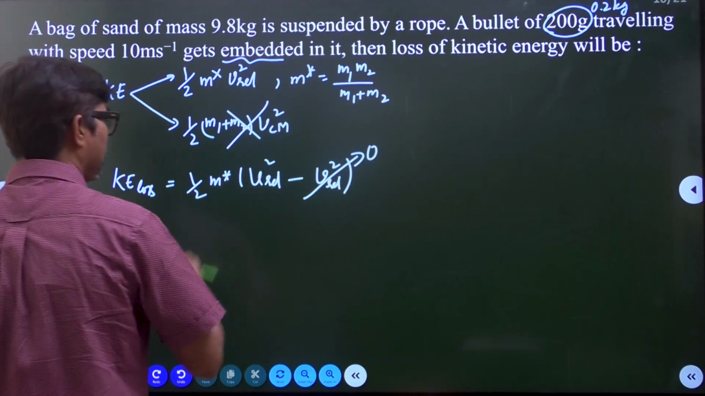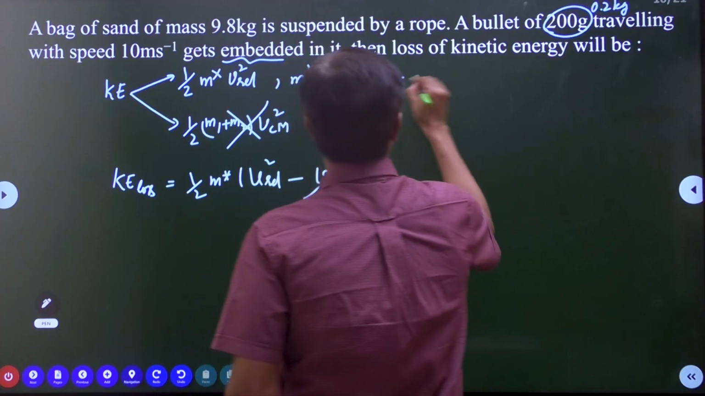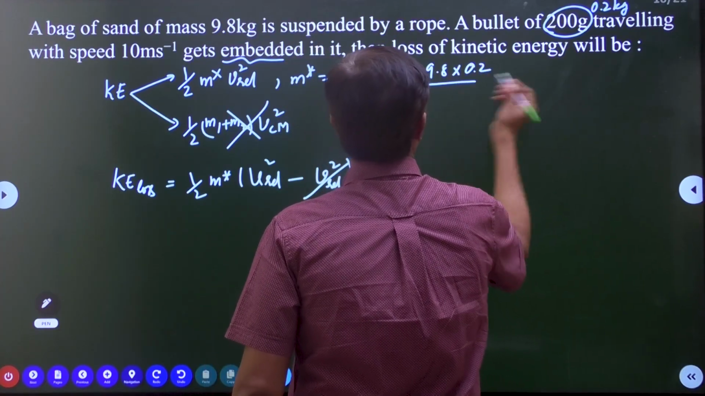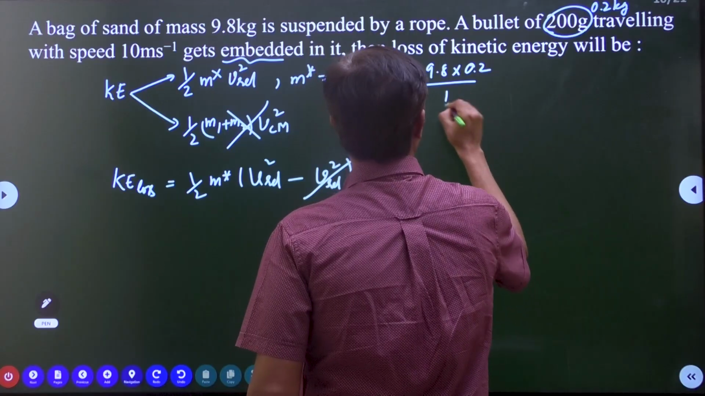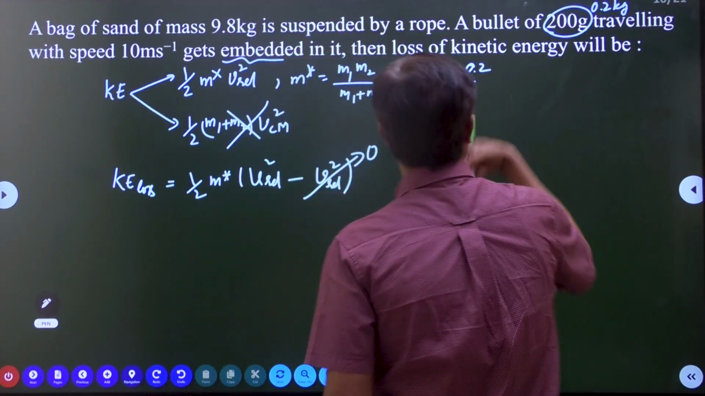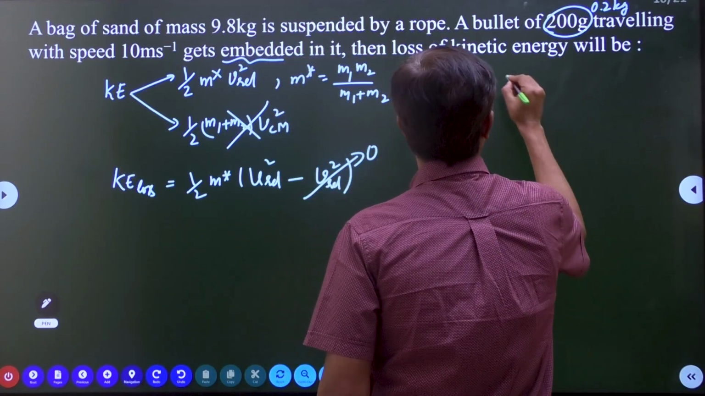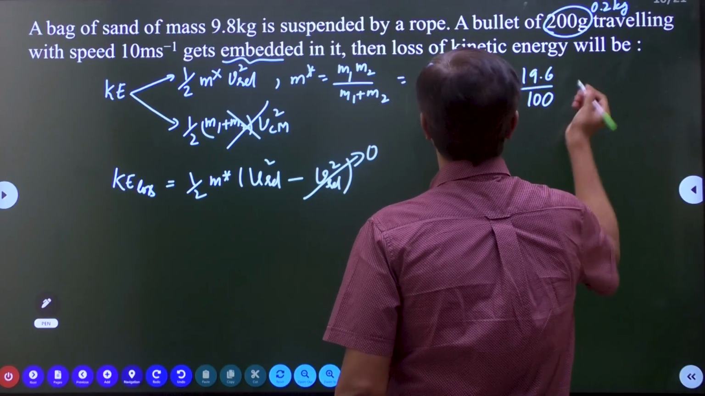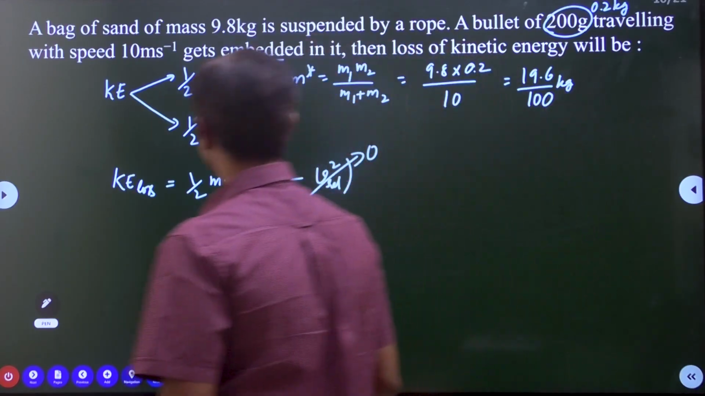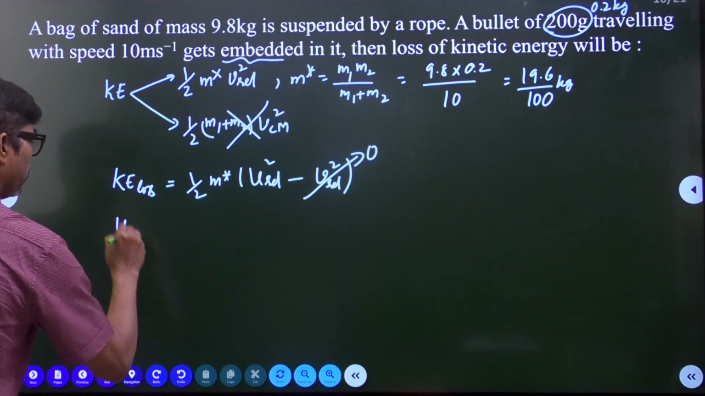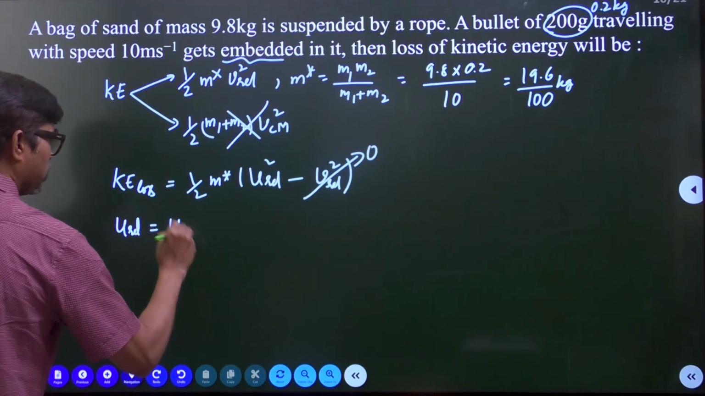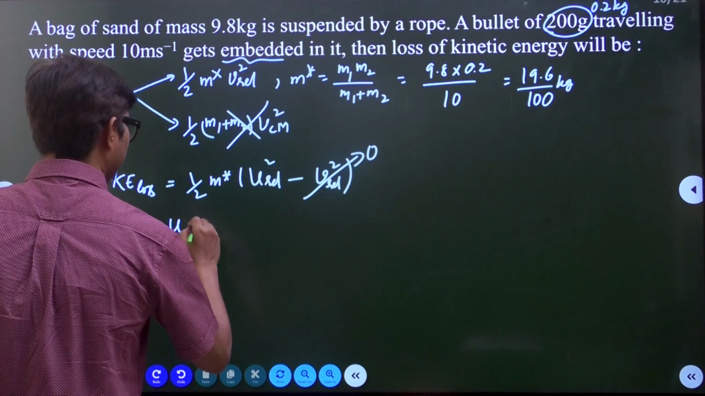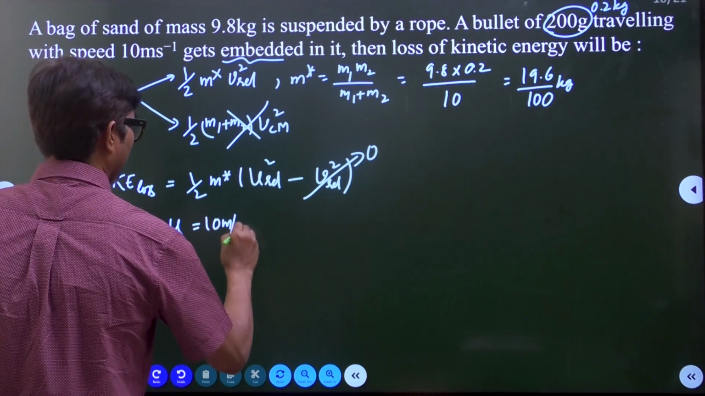And m star we can calculate. What is m star? 9.8 into 0.2 divided by 9.8 plus 0.2, which is 10 there. So if I write it as 2 by 10, it becomes 19.6 divided by 100 kg. That is going to be m star. And what is u relative? U relative is simply u only, because the bag was stationary, only the bullet was moving, and that is given as 10 meters per second.